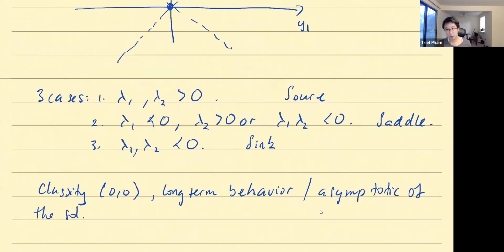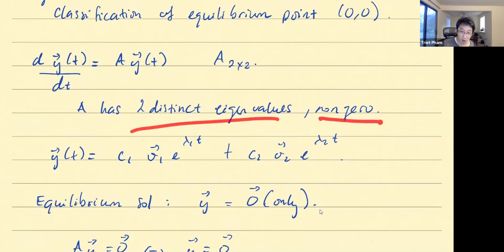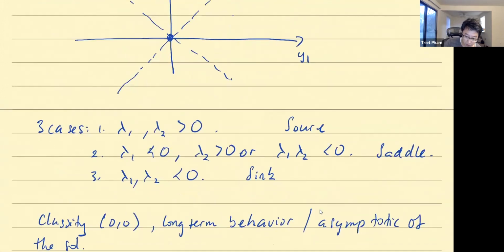Quite similar to what we discussed in the one-dimensional case, except that now it's two-dimensional and we have to specify a very particular class, which is distinct, non-zero eigenvalues. We'll repeat the same explanation for complex eigenvalues, repeated eigenvalues, zero eigenvalue, that kind of thing down the road. Any question before we go in and describe these things?